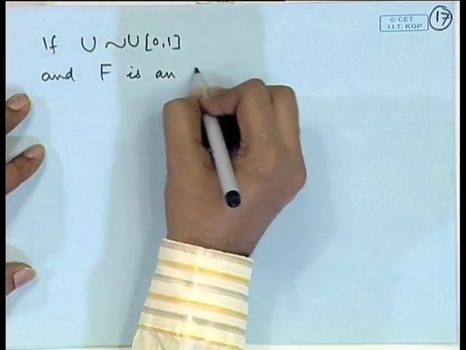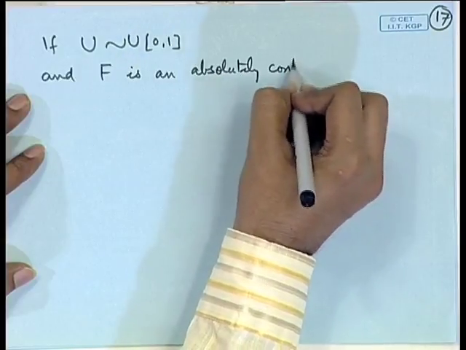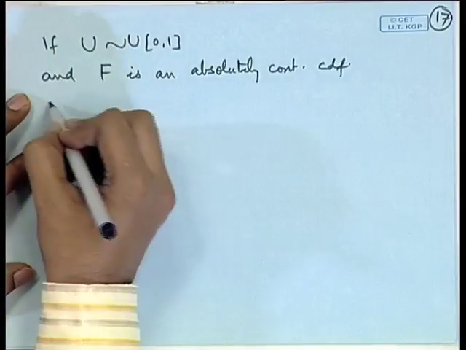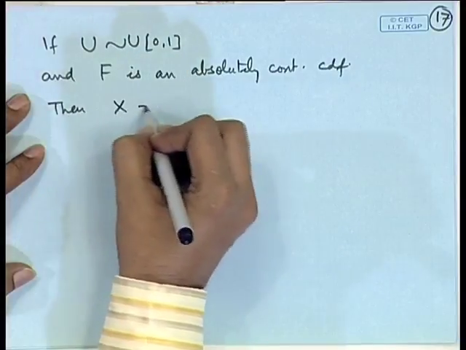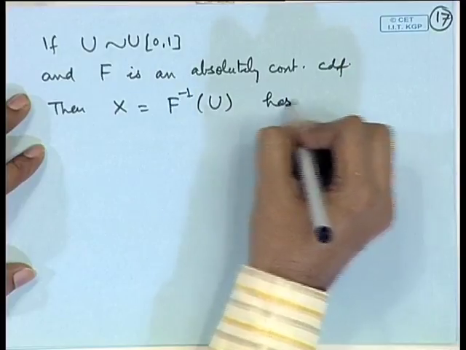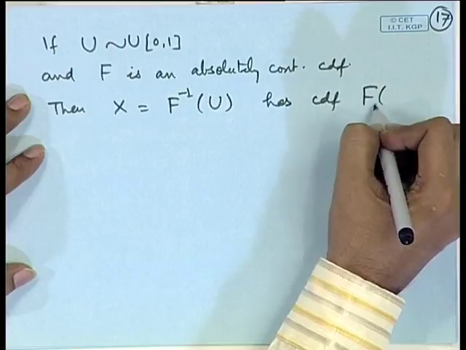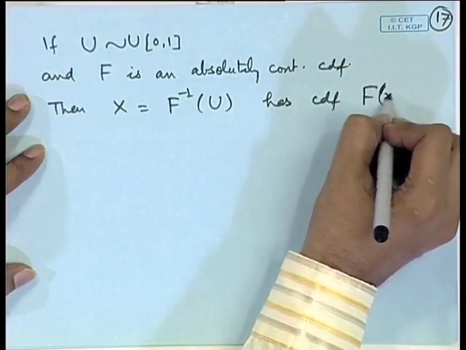The converse of this result is also true, that is, if u is uniform 0 1 and F is an absolutely continuous CDF, then x is equal to F inverse of u has CDF F, basically F here.